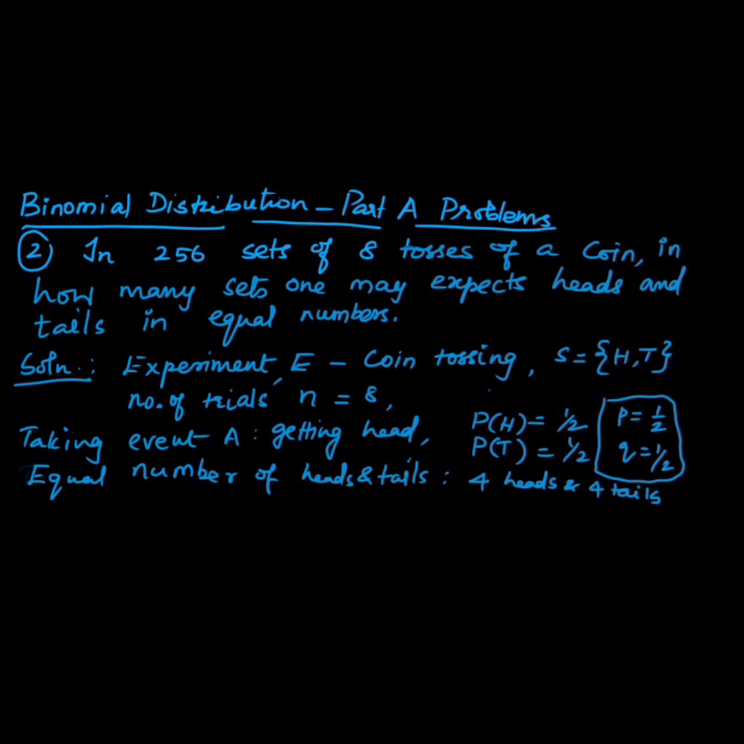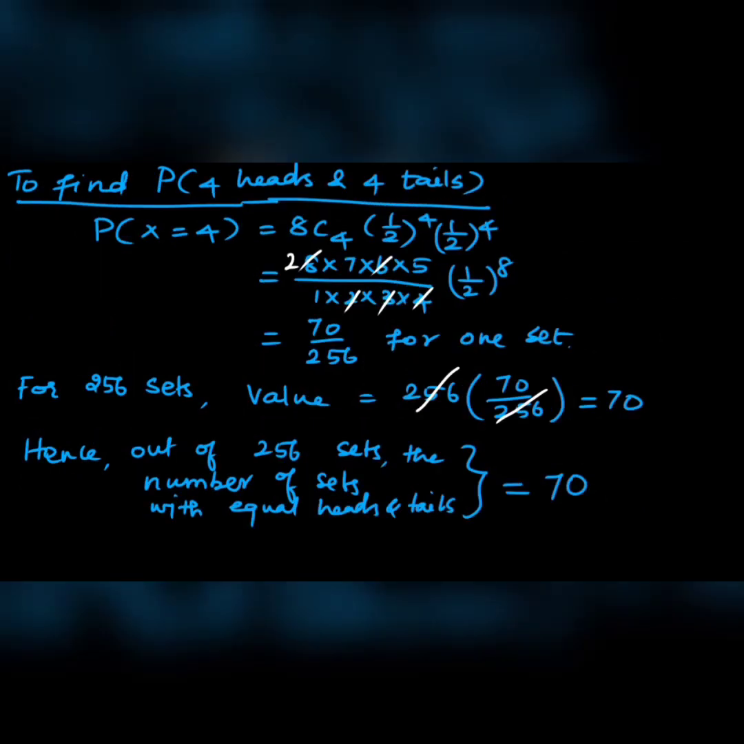Now consider the problem again. Here the experiment is coin tossing, the sample space is H and T, the number of trials n is 8, and the probability values are respectively 1 by 2, 1 by 2. The probability of 4 heads and 4 tails is the target. If we consider x as the random variable, taking the event as getting a head, then the probability of 4 heads and 4 tails can be written as P of x equal to 4, because if x denotes the number of heads, then 4 heads automatically means the remaining 4 will be tails. Therefore, P of x equal to 4 is the calculation portion.